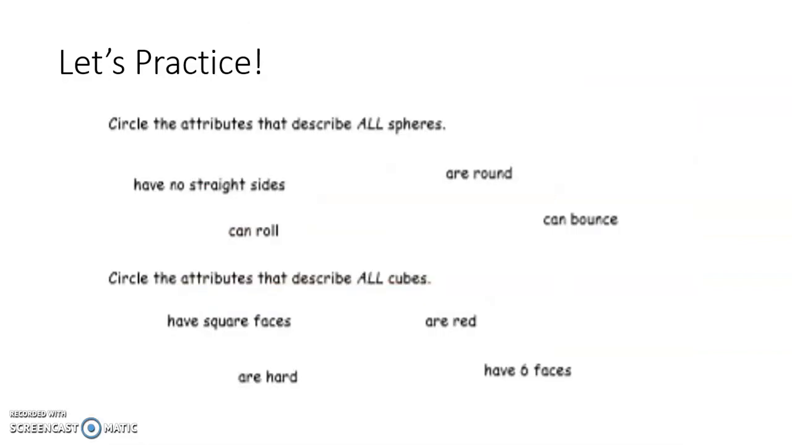So let's think of some attributes for spheres and for cubes. Now you're going to circle the attributes that describe all spheres. I've given you: have no straight sides, can roll, are round, can bounce. Think very carefully on these. For attributes of cubes: have square faces, are hard, are red, have 6 faces. Let's see if we can figure these out.